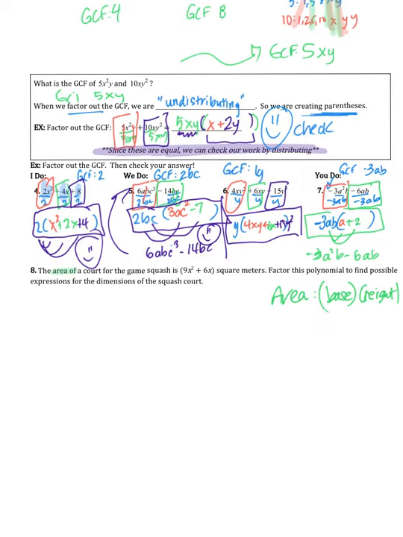Number 8, the area of a court for the game of squash is 9x squared plus 6x square meters. And remember that the area is just the base times the height, or the length times the width. Factor this polynomial to find possible expressions for the dimensions of the squash court. So basically they're saying take the greatest common factor out so that you can have a base times a height.